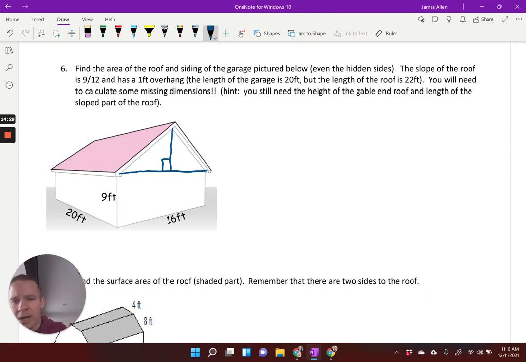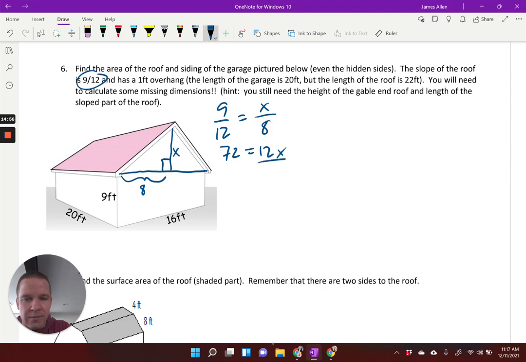Okay. Well, I do know that this right here is going to be 8. This is going to be halfway across, right? If we're framing this up correctly and it's not all crooked. And I know that my pitch is 9/12. So 9 rise and a 12 run. And right now I want to know what my rise is if we have an 8 foot run. So I'll have to cross multiply. So I'll have 72, and this is going to be my x right here. So 72 equals 12x divided by 12.